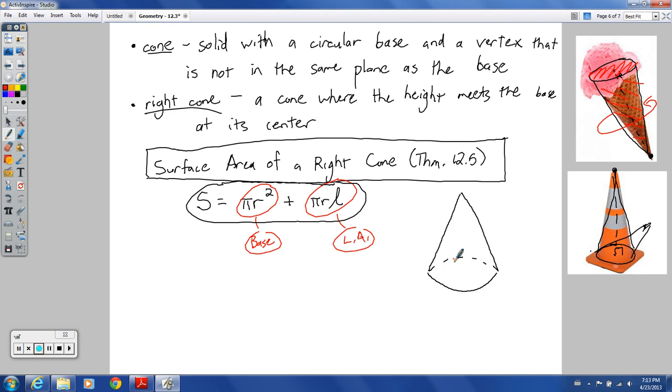But anyways, we've got here my base is a circle, which is pi r squared, and the radius would be right here. This would be your height, but we don't need to use that in the formula. However, we may need to use height and radius to figure out this L part right here. Let's go over that. That right there is the slant height. So L is the slant height once again.